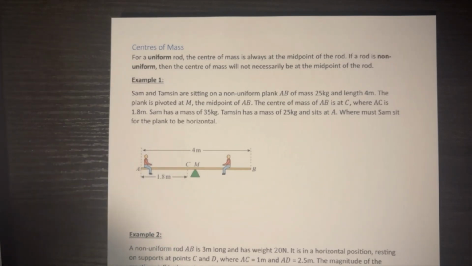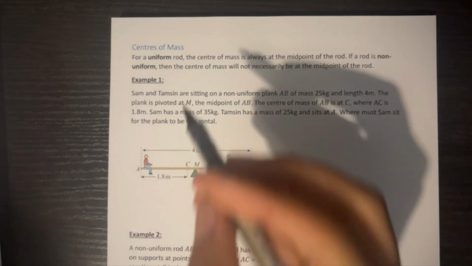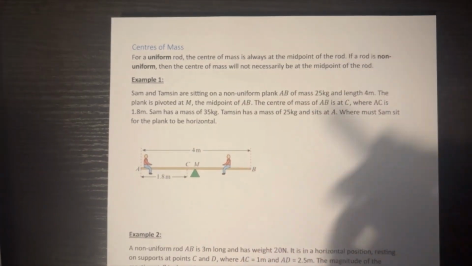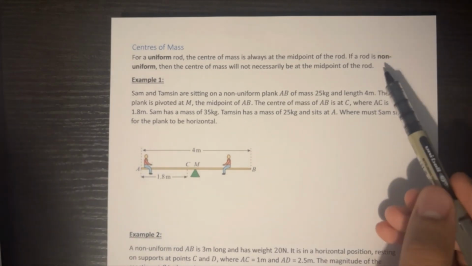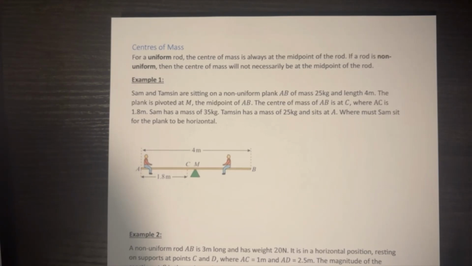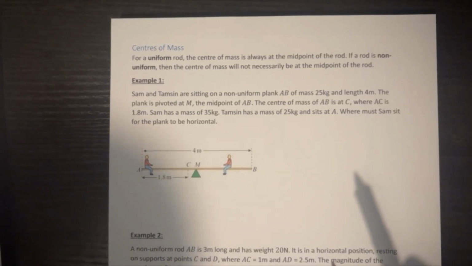In this video, we're going to move on to looking at the idea of centres of mass as they relate to moments, and this is where our consideration of the idea of a non-uniform rod will start to appear. That's where the centre of mass isn't necessarily at the centre. For a uniform rod, the centre of mass is always the midpoint of the rod. In previous examples, we've looked at uniform rods, so we always took that centre of mass to be right at the midpoint. If a rod is non-uniform, then the centre of mass will not necessarily be at that midpoint.